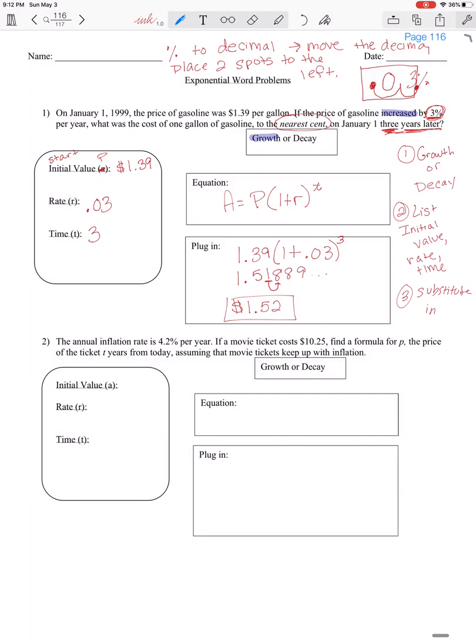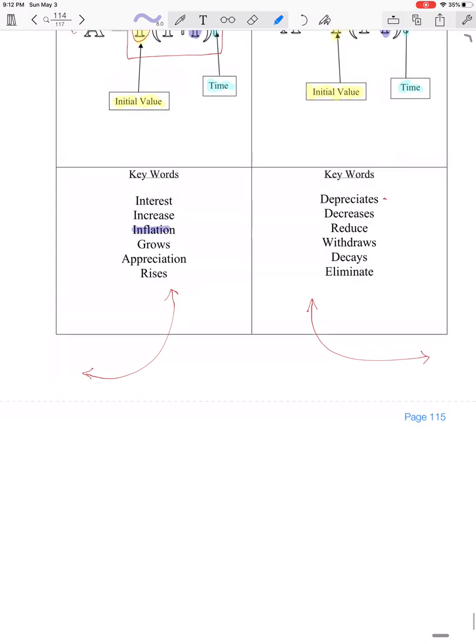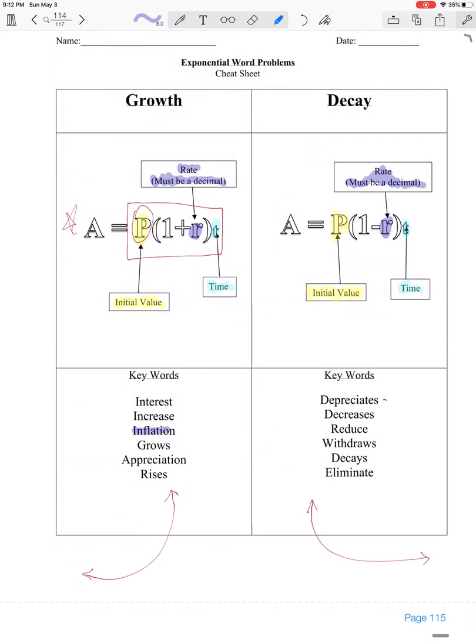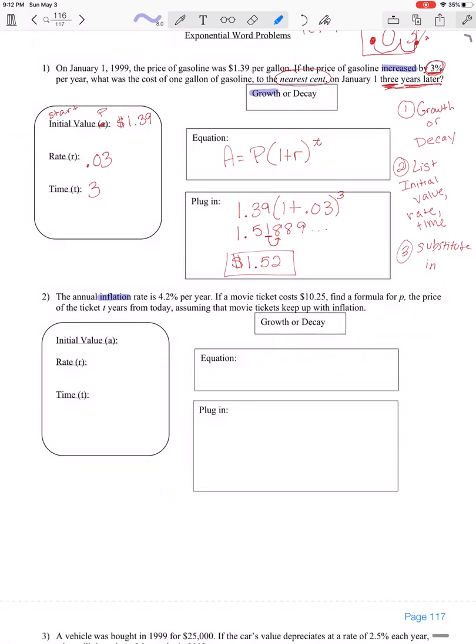So let's look for our keywords here. I see the word inflation. If we look at the top and look for the word inflation, we find it here. So that means that we are going to be using the growth equation. So now if I go down, here we go. My equation I'm going to be using is A equals P times 1 plus R to the T power. Remember, initial value we are calling P.